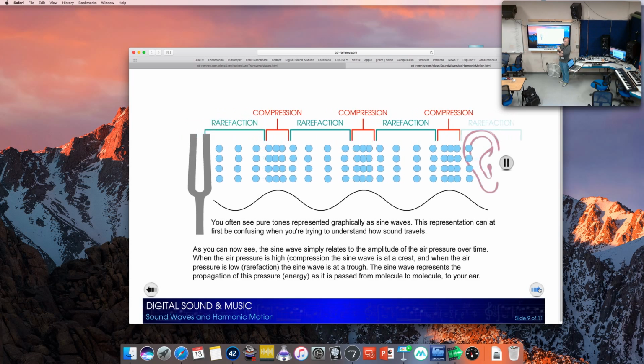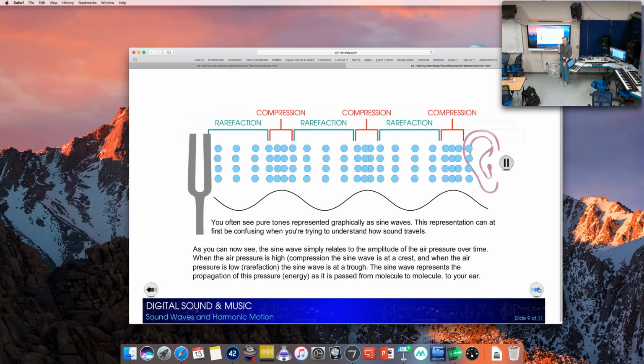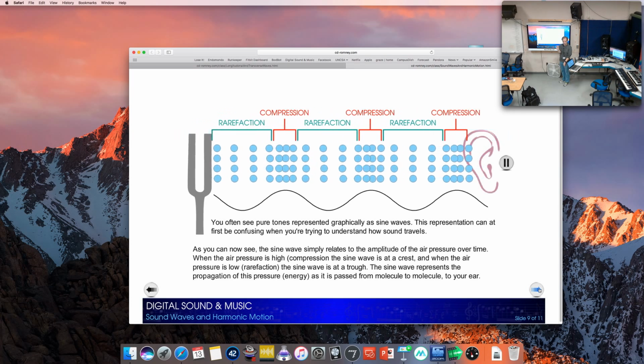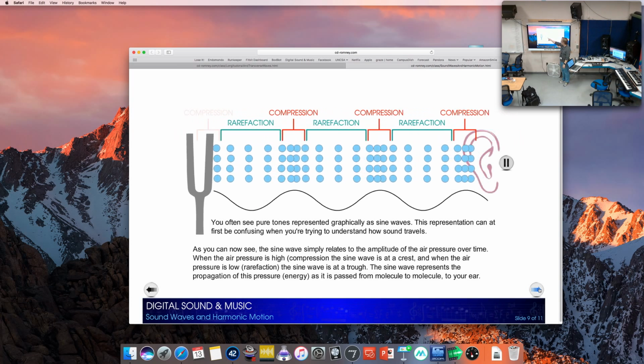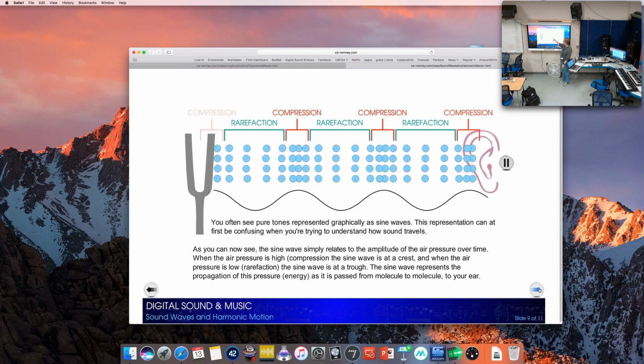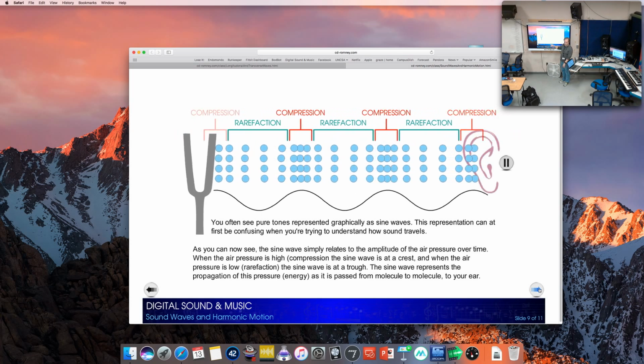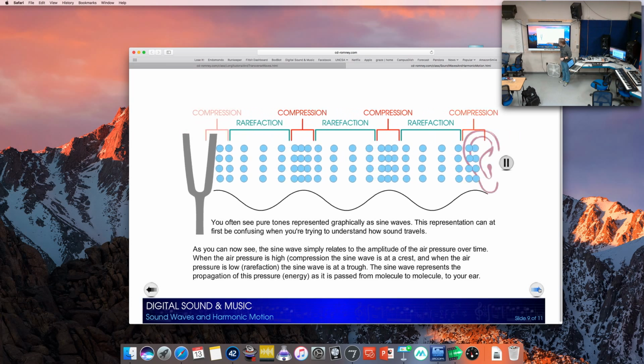Now what happens is we can draw that as a graph of air pressure. So when we're in a compression, that's high pressure, right? We're putting a lot of pressure on those air molecules. When it's a rarefaction, that's low pressure because we're spreading them out. And we draw that as this transverse wave, and when we go up, that means compression because air pressure has increased. And when we draw the line down, that means rarefaction because the air pressure has decreased.